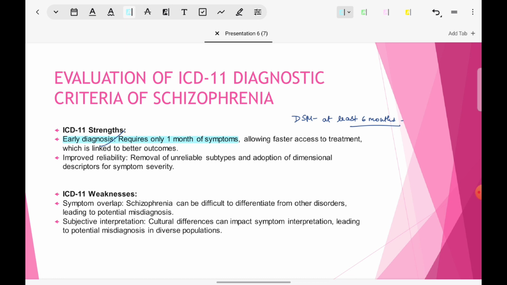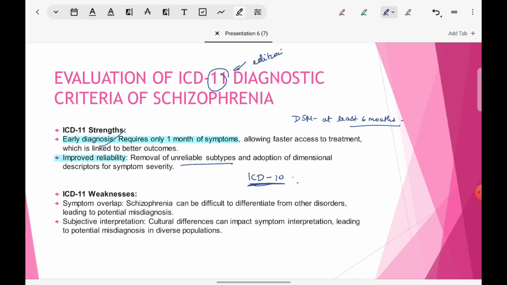Another strength of the ICD is improved reliability. In the earlier versions of the ICD, that is up to ICD-10, the number which is then in front of ICD indicates its edition or revision. So up to ICD-10, subtypes were recognized in schizophrenia. For example, a patient showing the prominent characteristic of paranoia would be called a paranoid schizophrenic, and a patient showing the prominent symptom of catatonia, too much or too little movement, would be called a catatonic schizophrenic.